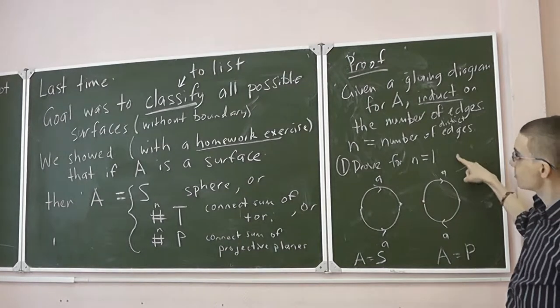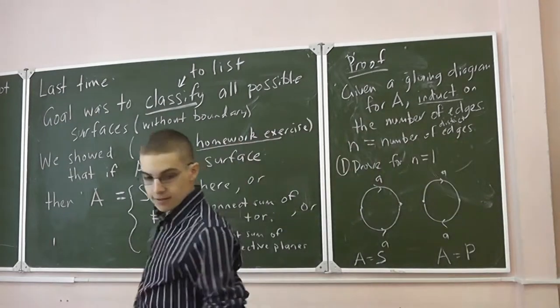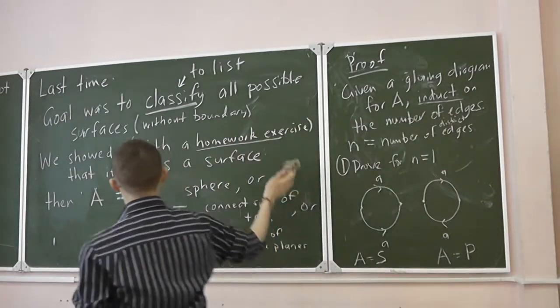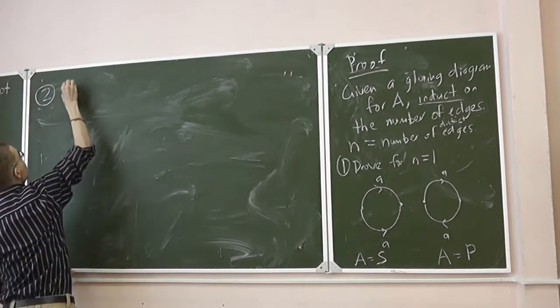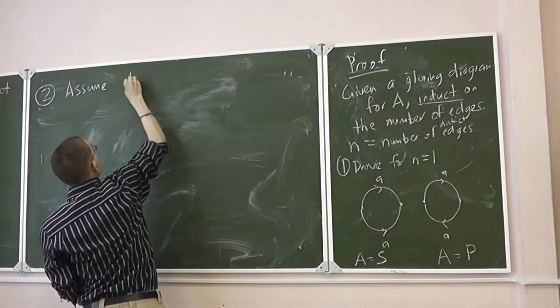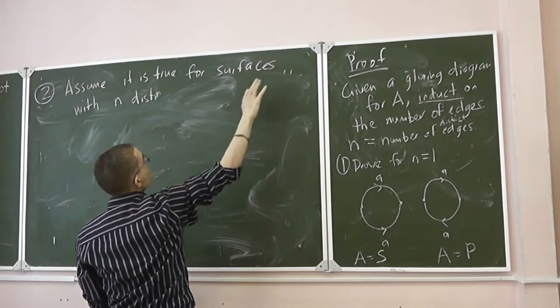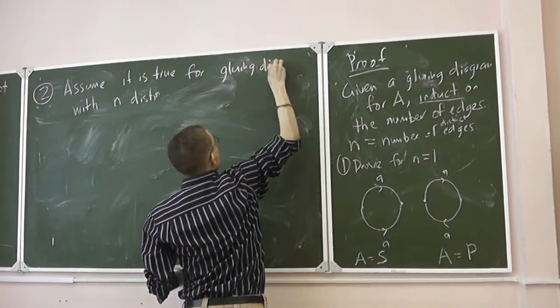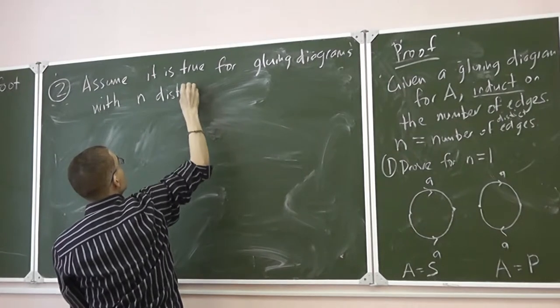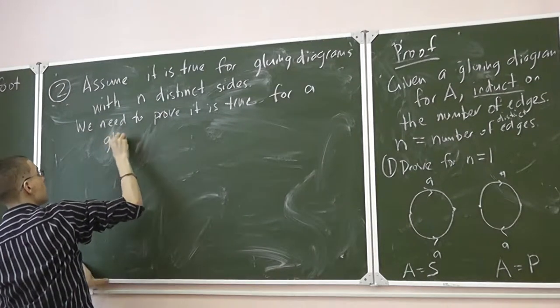So, the statement is true for when we've got one distinct edge. Okay. So now, you say if I can tip one domino, then I can tip the next domino. Assume it is true for surfaces with n distinct edges, with indistinct signs, we need to prove it for a diagram with one more side.